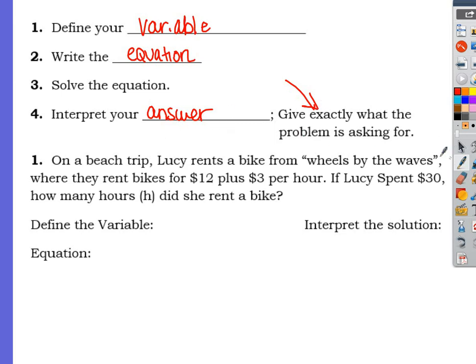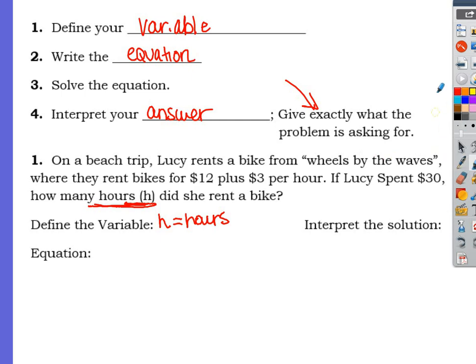Okay, so step 1, define your variable. We're going to read the question and figure out what my actual variable is standing for. So number 1 says, on a beach trip, Lucy rents a bike from Wheels by the Waves, where they rent bikes for $12 plus $3 per hour. If Lucy spends $30, how many hours did she rent her bike? So notice they're asking me how many hours. So my variable, I'm going to use h. You can use x, but in this case my h is going to stand for hours. So when we actually get h, that's going to be the number of hours.